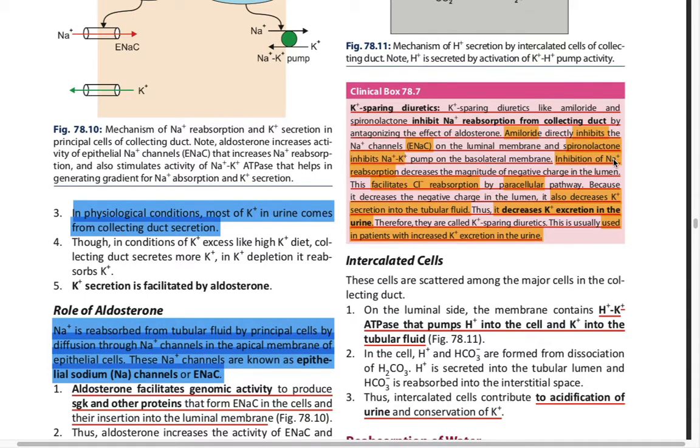Inhibition of Na plus reabsorption decreases the magnitude of the negativity in the lumen. This facilitates chloride reabsorption by the paracellular pathway. Because it decreases the negative charge in the lumen, it also decreases K plus secretion into the tubular fluid. Thus it decreases K plus excretion in the urine. Therefore, they are called K plus sparing diuretics. This is usually used in patients with increased K plus excretion in the urine.